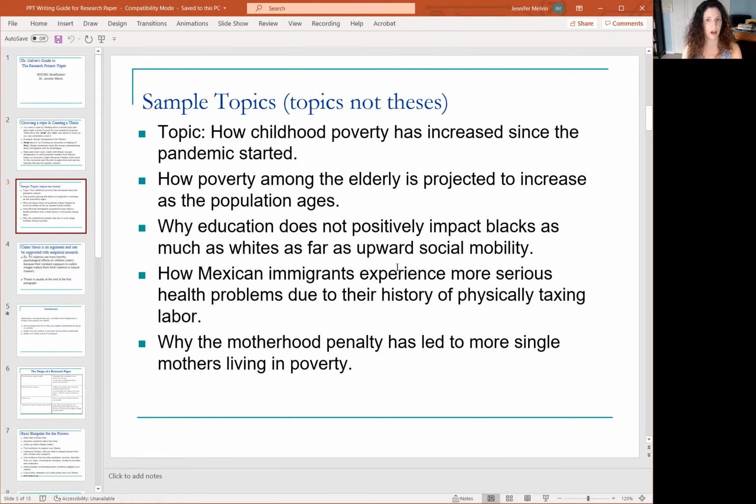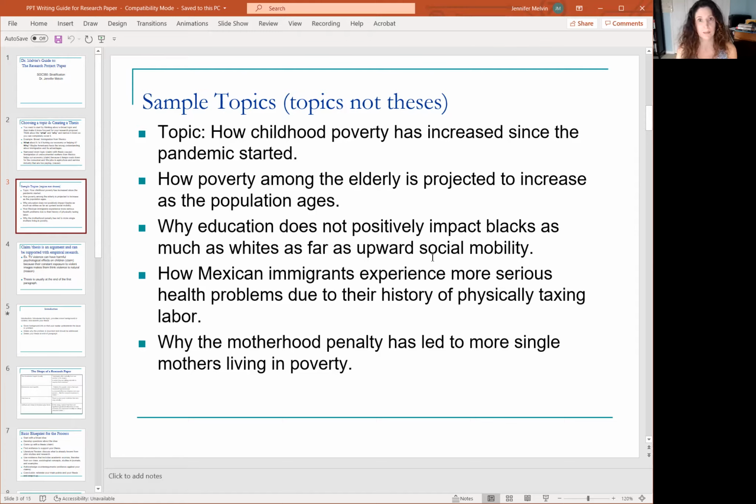Okay, so here's some sample topics. Take a look at these. Some stuff on childhood poverty. I want to discuss just one point here. If you are going to do your paper on something to do with COVID, for example, how childhood poverty has increased drastically since the pandemic started, this is very true. How African Americans' health is being disproportionately affected by the pandemic. They're not getting the care they need.